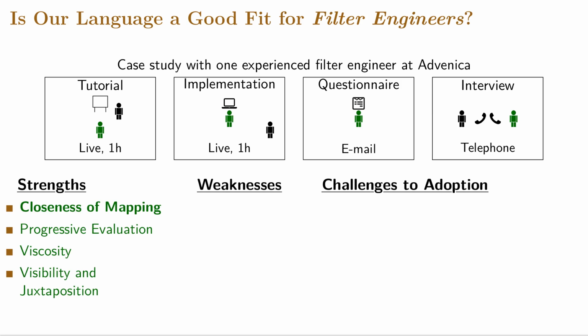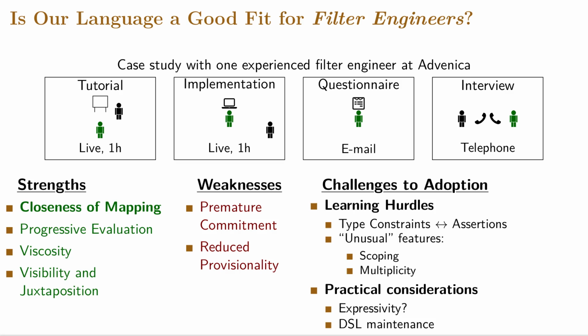So we have a good closeness of mapping to the problem domain, and we're able to relatively easily add more filters and understand them and modify them. But we were somewhat limited in that the developer always has to specify the schema specification first and can't really experiment very well due to our strong verification approach. Now, we're not sure if we need to actually solve that. There are some other hurdles that we're concerned about, which are the learning barrier or learning curve for new users due to a number of unusual language features that we have, as well as the limited expressivity and challenges that are fairly practical, such as DSL maintenance.